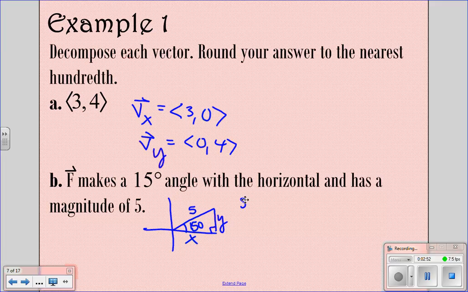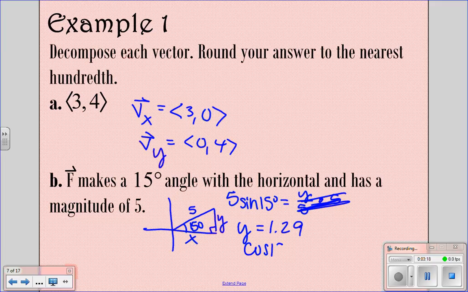So if we said the sine of 15 degrees, that's going to be the opposite over the hypotenuse. So y over 5. You're going to multiply both sides by 5. And so these 5s will cancel. And we're going to have y equals 5 sine of 15, which you plug that into your calculator, you should get 1.29.